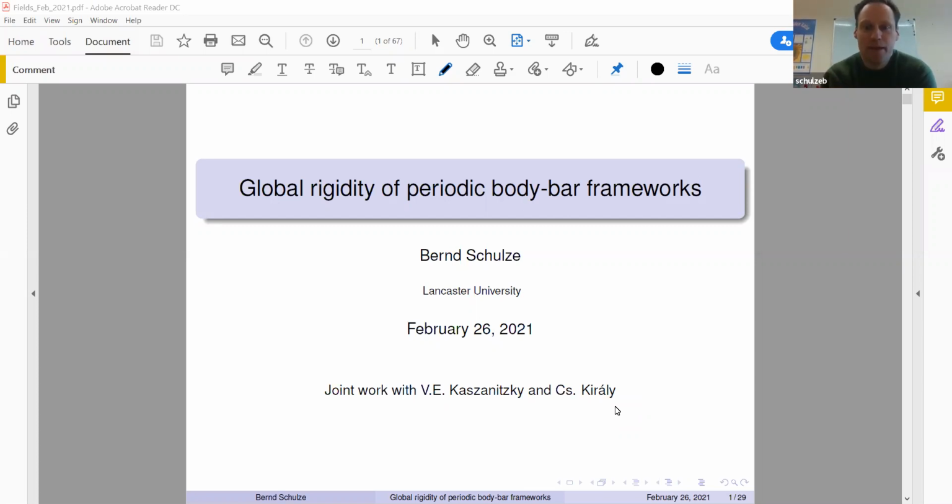So this is a periodic analog of the well-known result of Bob Connelly, Tibor Jordan, and Walter Whiteley, who proved this combinatorial characterization of generic finite body-bar frameworks some time ago.